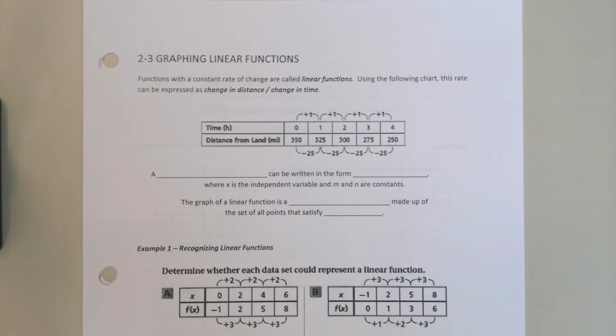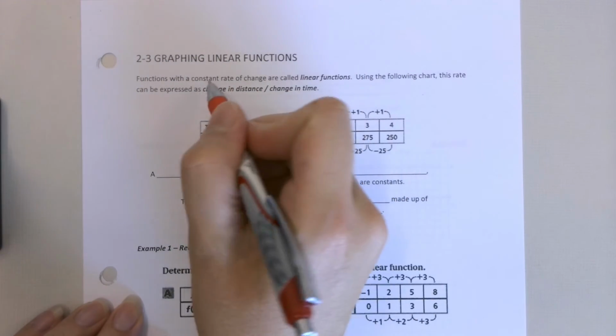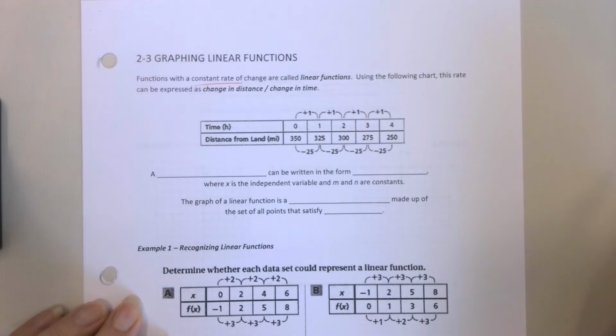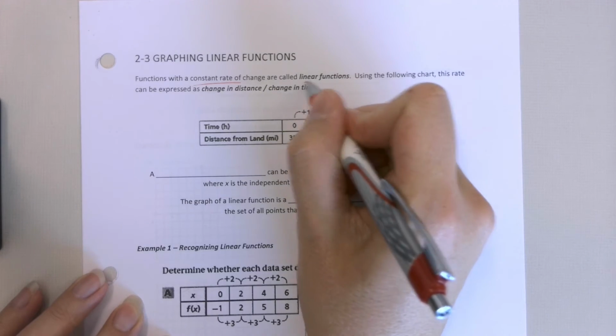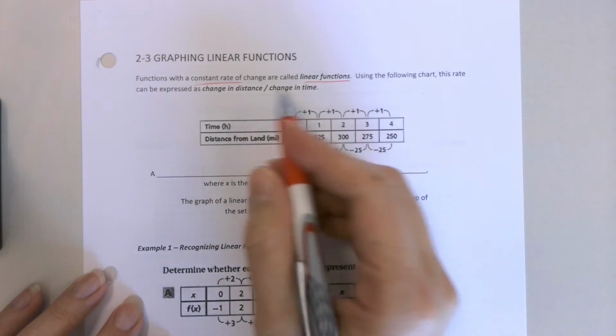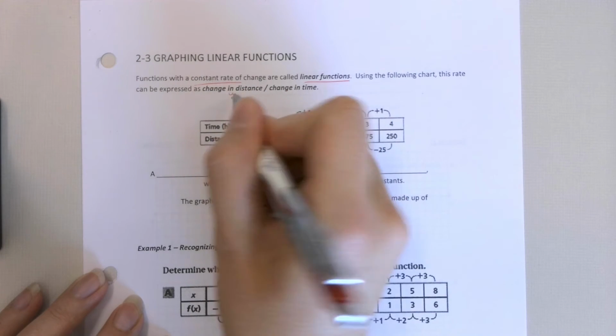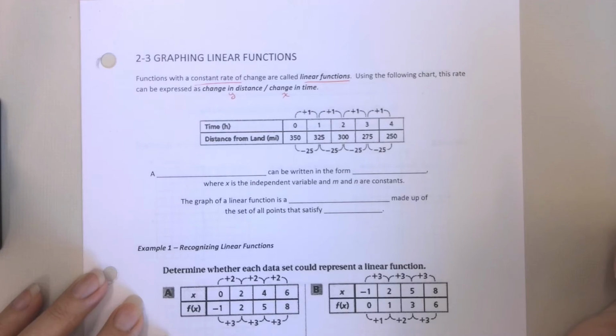This is our 2-3 lesson on linear functions, and we are starting off talking about a constant rate of change. So we have a linear function due to having a constant rate of change, and we're going to talk about this chart, and we want to focus on the change in distance over the change in time. So that's really the change in y divided by the change in x.